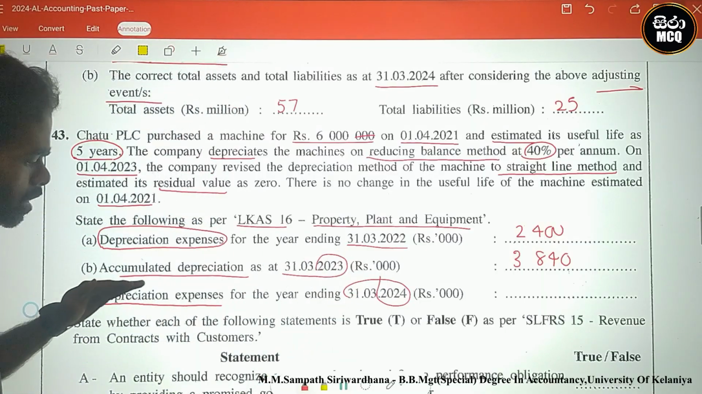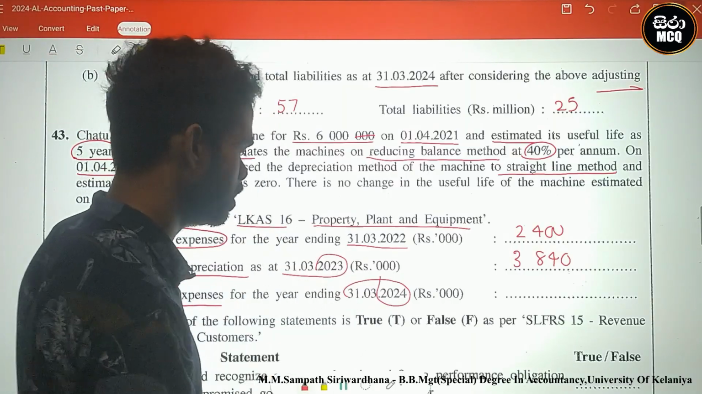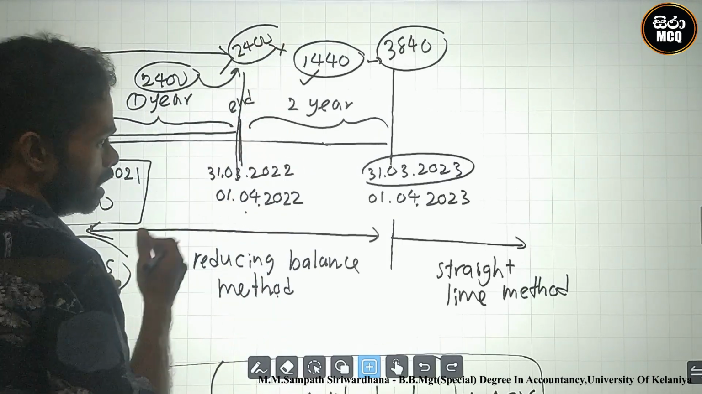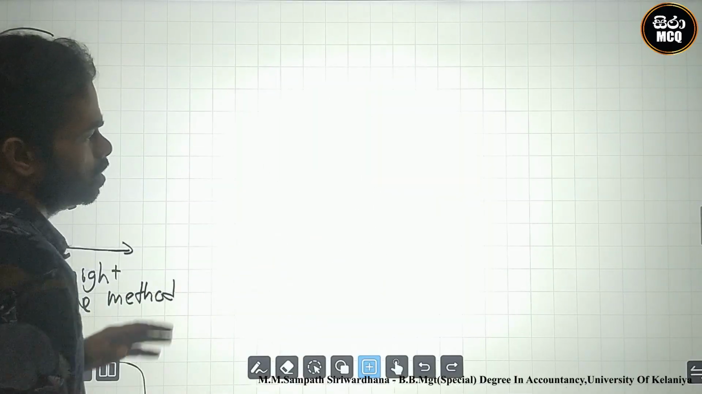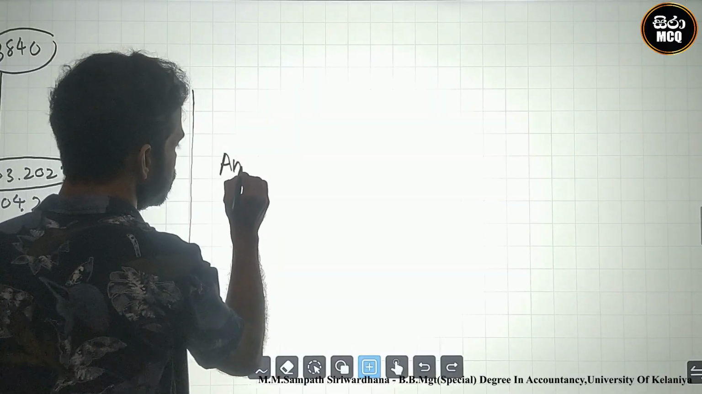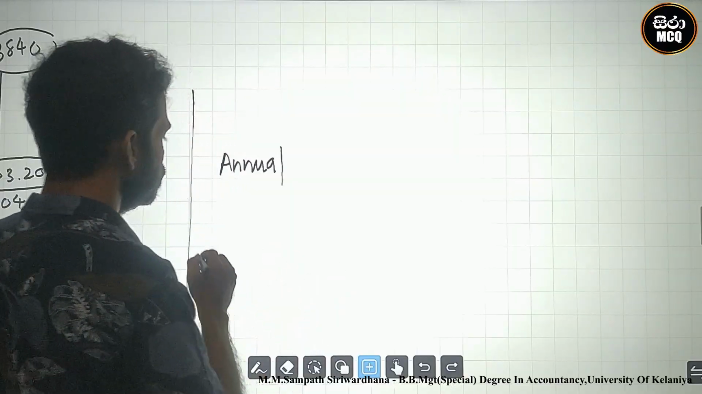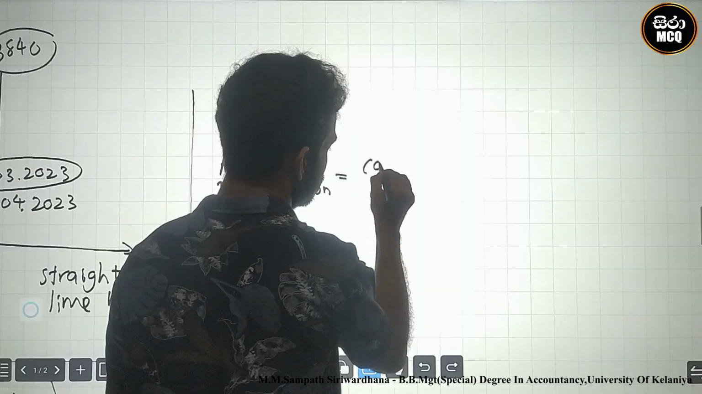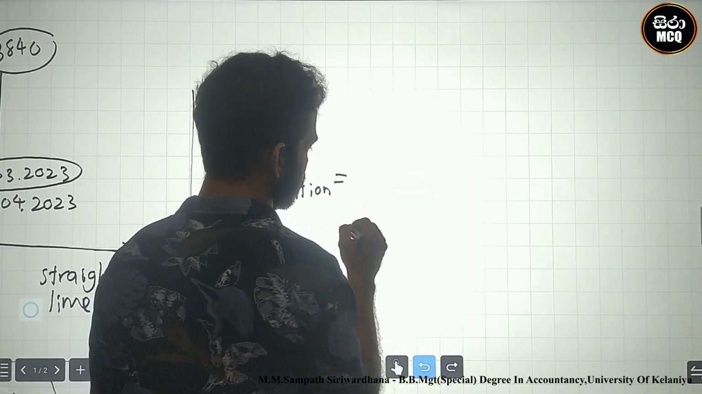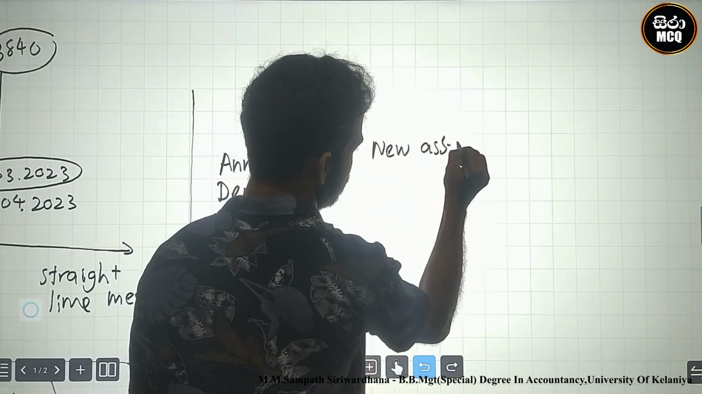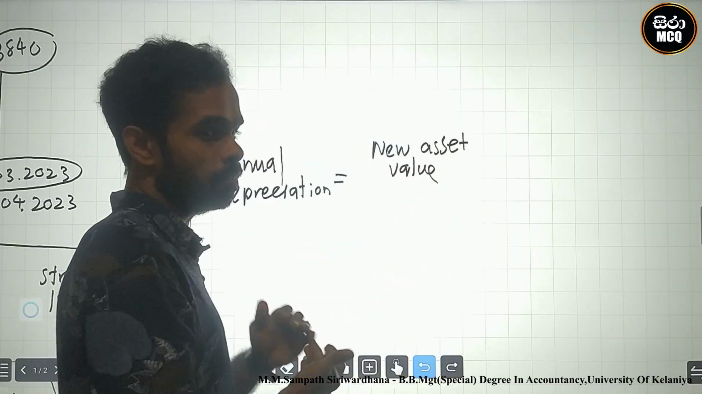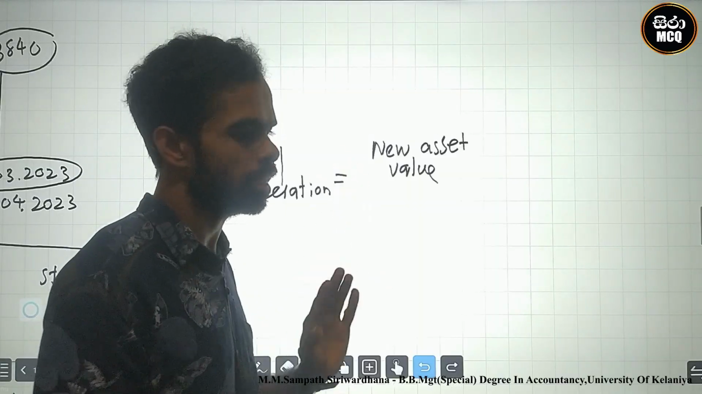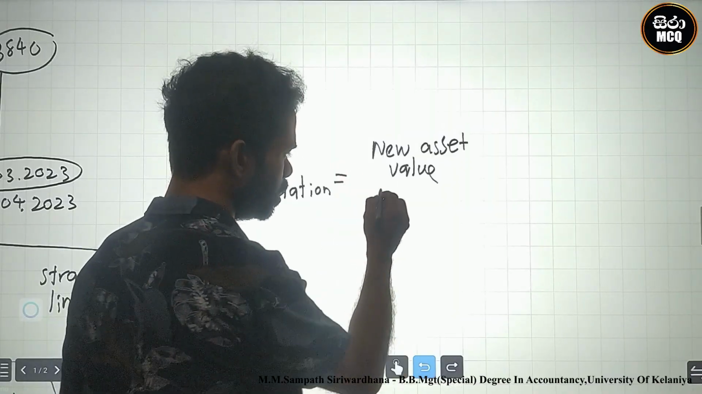Next one, how can we calculate depreciation expense for the year ending 31st March 2024? Next year's depreciation, how can we calculate? This relates to the straight line method. We use the annual depreciation calculation formula. Annual depreciation, this is a straight line method. Therefore I use cost. If there is a new asset value, that means there is a revaluation. After a revaluation, we must use the cost or revaluation value. There's no revaluation, so we can use cost.